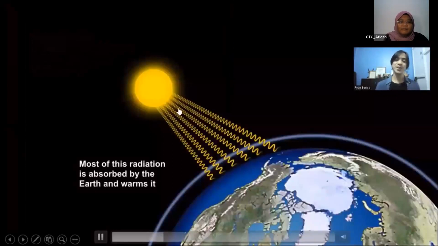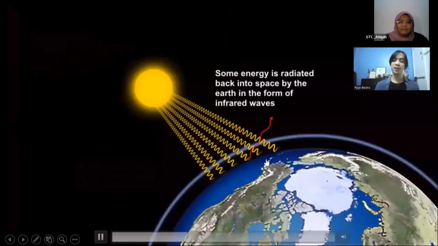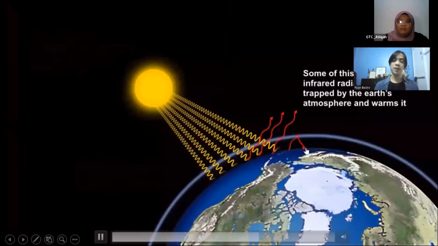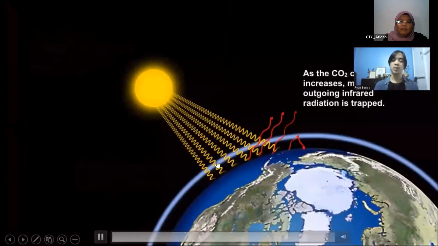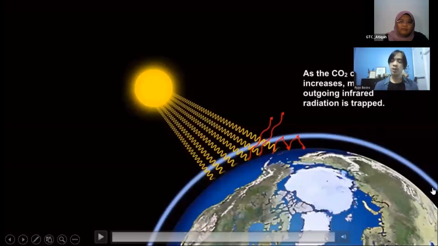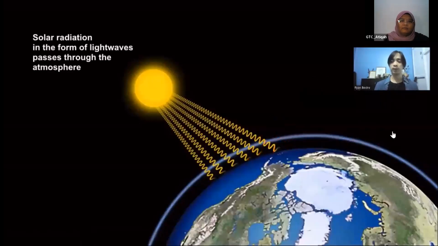So this is the sun. It hits the surface of the earth, and some heat would bounce back, but some of it would be trapped because there's a thin layer of carbon dioxide around the earth, which traps the heat. But the problem is this layer is becoming thicker, and so more heat is trapped, leading to global warming.